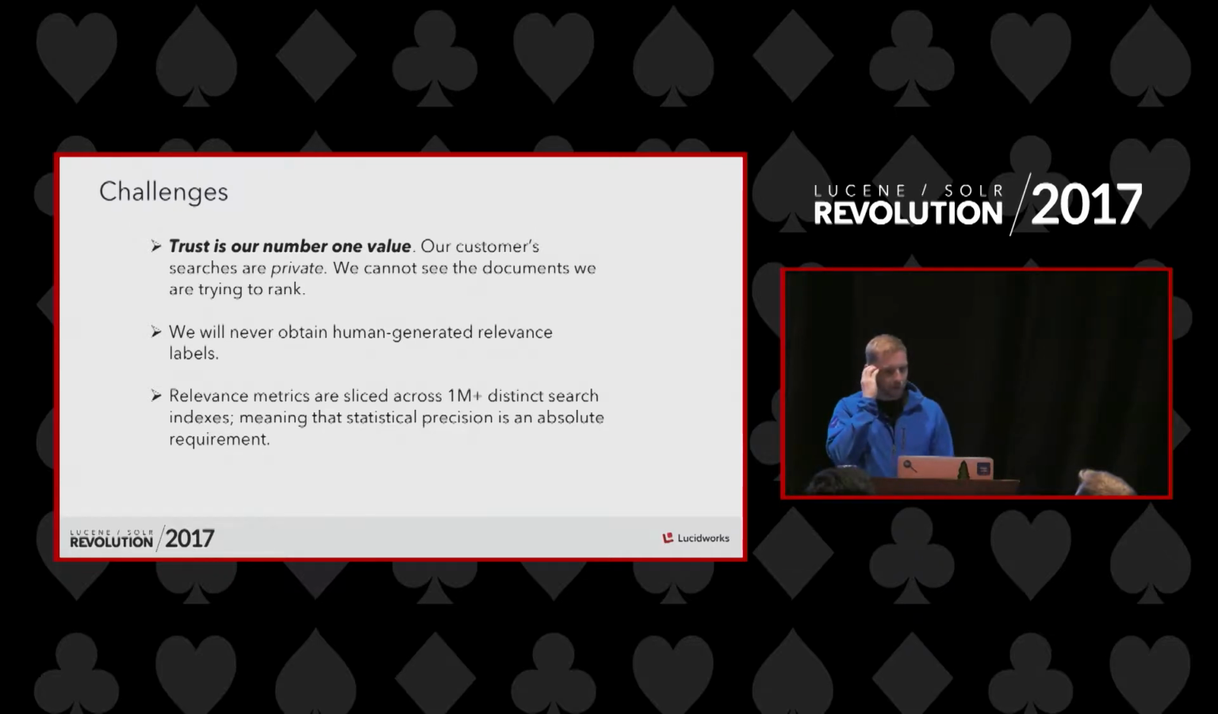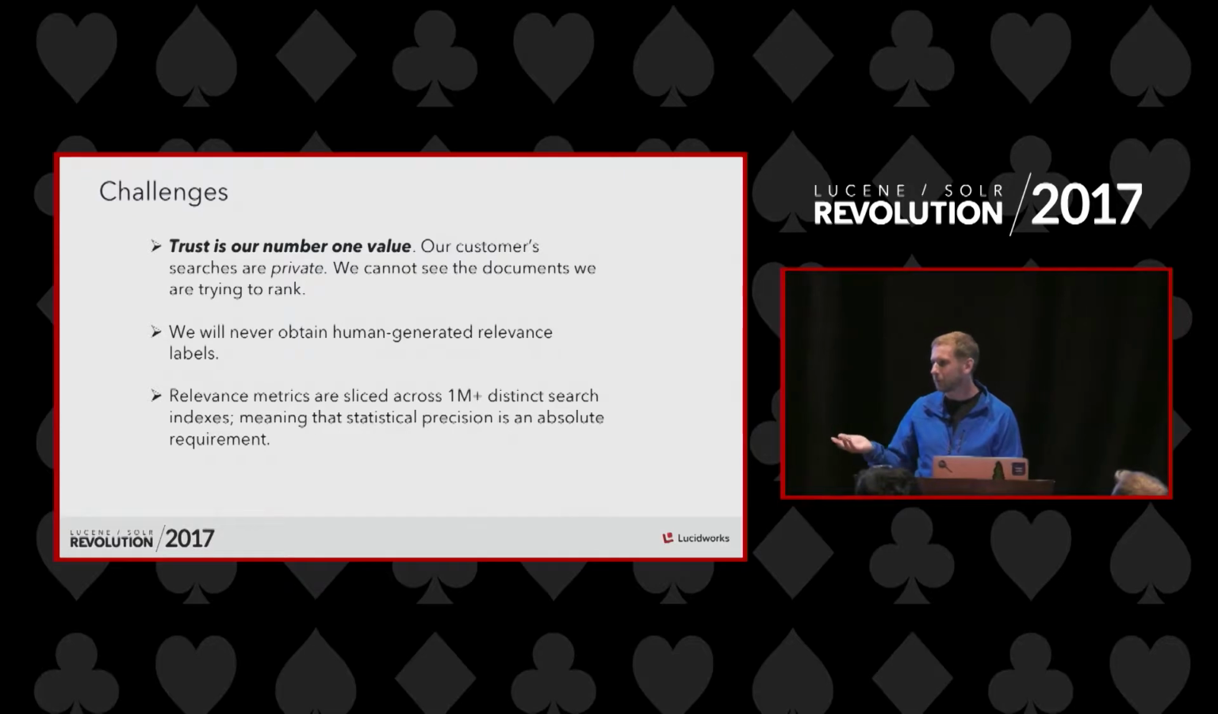Okay, so a few of the things that make this problem hard for us, or have made it hard. First of all, at Salesforce, trust is the #1 value. You hear that every day, multiple times a day. So what that means is all our customers' data is private. And in particular, the documents that people are searching for are private. So we can't ever look at the contents of those documents and see, does this make sense as the first search result or the third search result? We just have a document ID. So we're never going to get human-generated relevance labels.